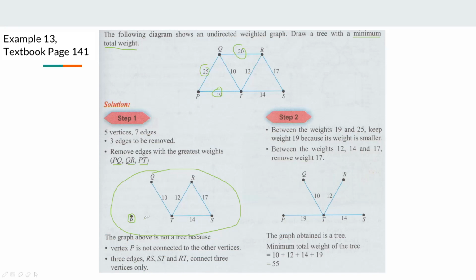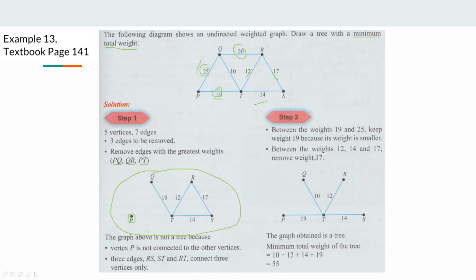And the three edges RS, ST, and RT connect 3 vertices. So that is also wrong. Between the weights 19 and 25, keep weight 19 because its weight is smaller. Between 19 and 25, we are basically choosing one to keep because we need to join vertex P with the other vertices. And between the weights 12, 14, and 17, we would remove one of them so that it won't connect 3 vertices. So we will remove weight 17 because it is the greatest weight.